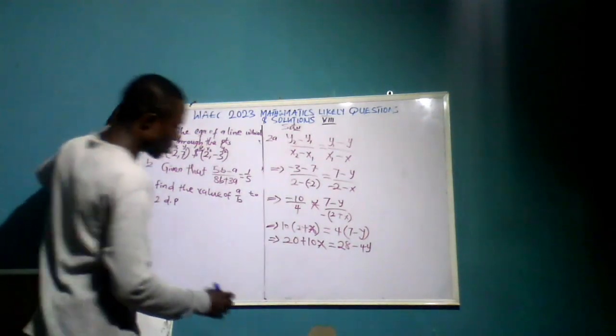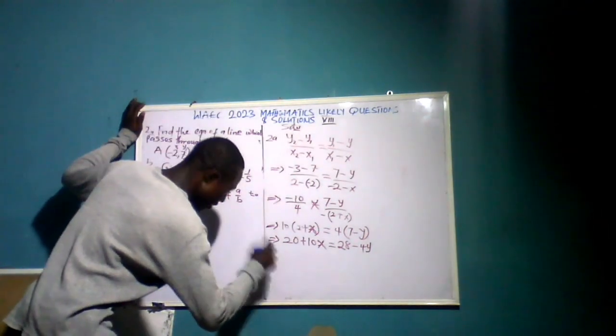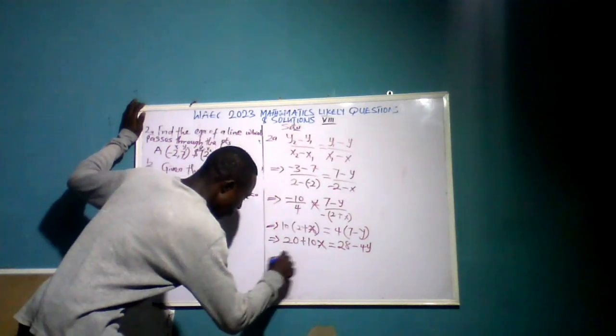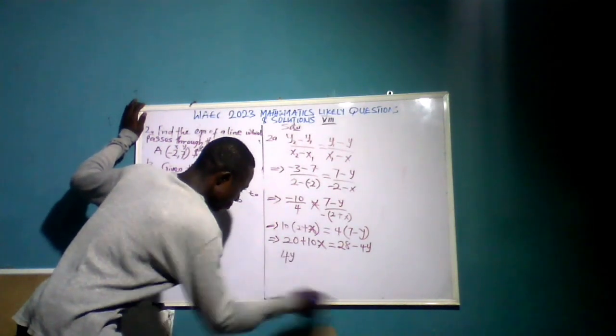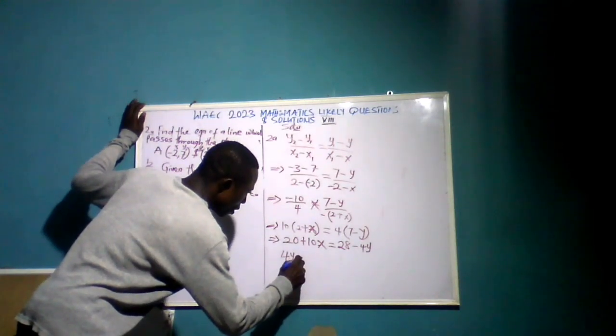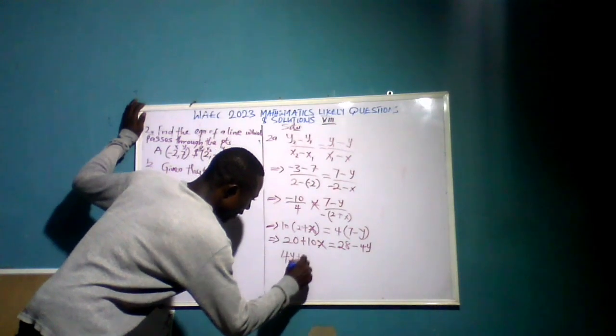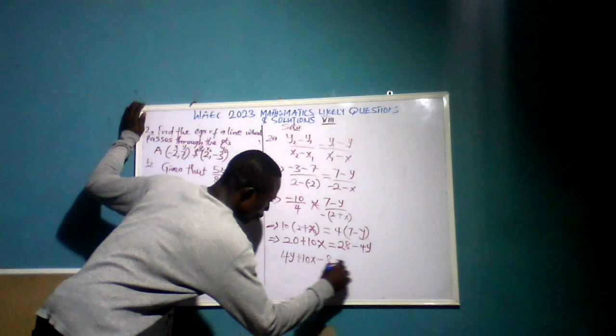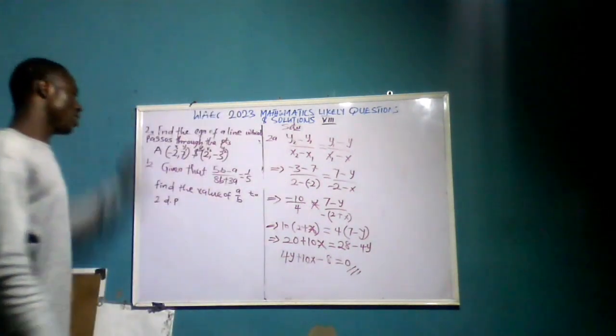Let's collect the like terms. If you collect the like terms and rearrange it, I'm doing both together, collecting the like terms, rearranging. That will be 4y, bringing the whole thing this side, 4y plus 10x minus 8 equal to 0. This is the equation of the line.